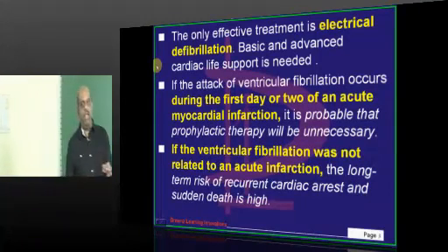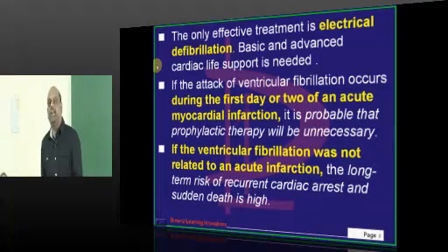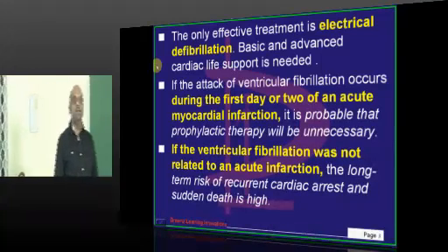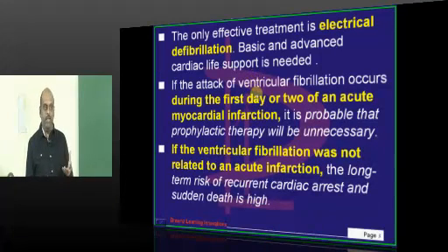The only way to treat ventricular fibrillation is defibrillation. And you need to give airway, breathing, circulation, basic and advanced life support.